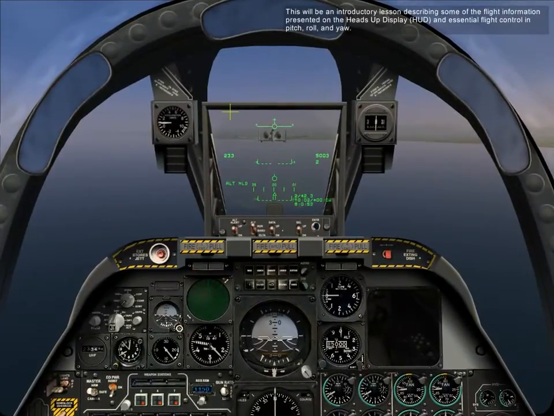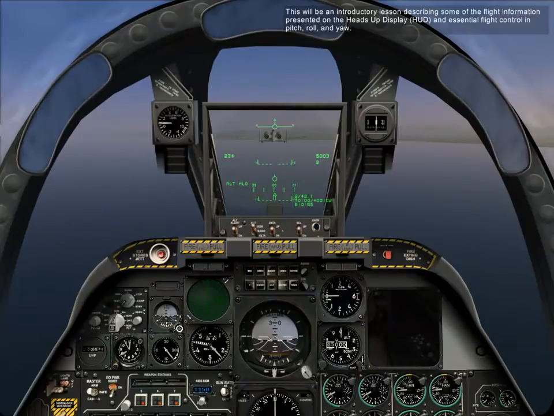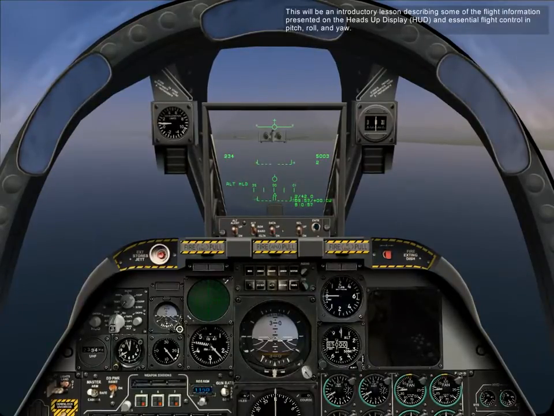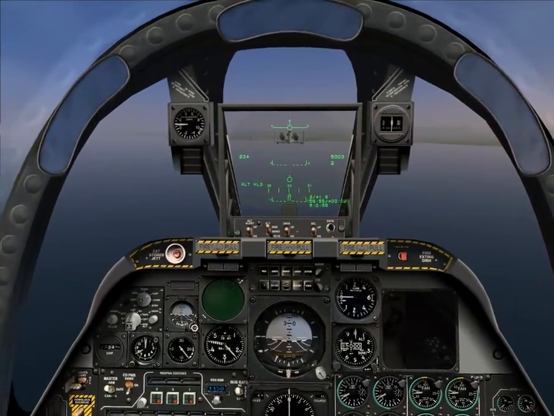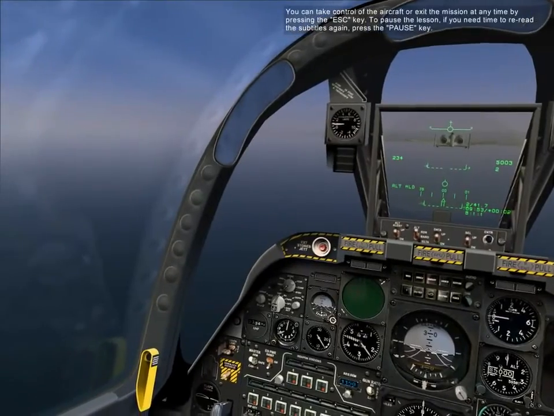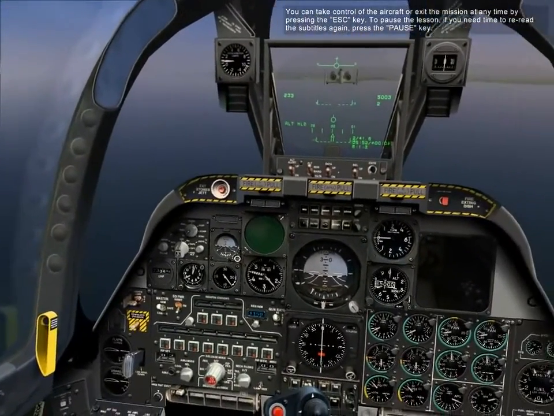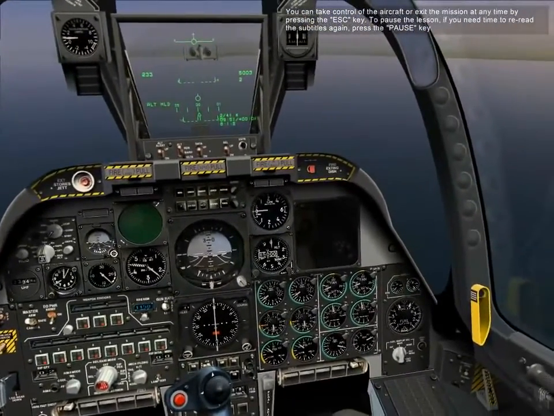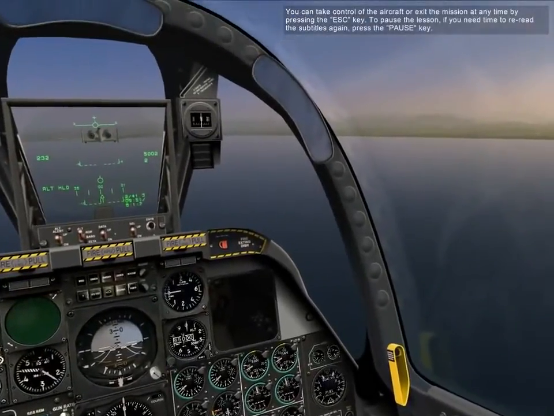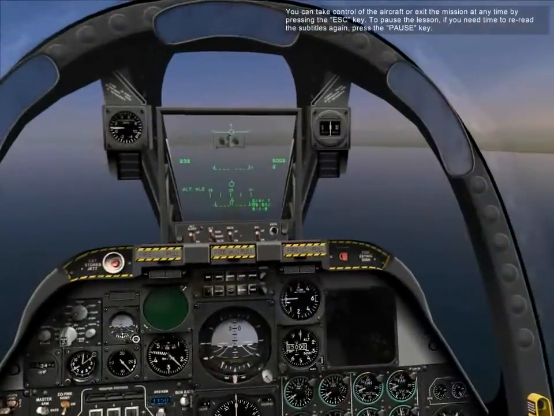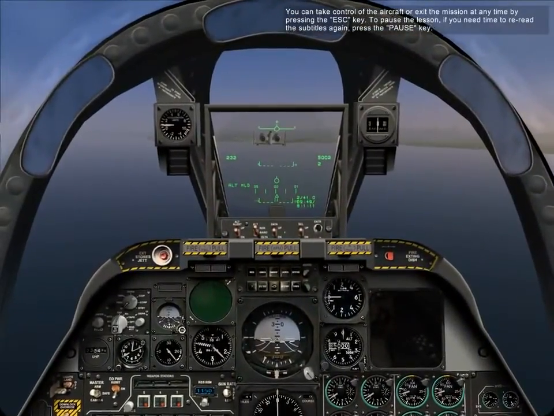Flight control in pitch, roll, and yaw. You can take control of the aircraft or exit the mission anytime by pressing the escape key. To pause the lesson, if you need time to reread the subtitles again, press the pause key.